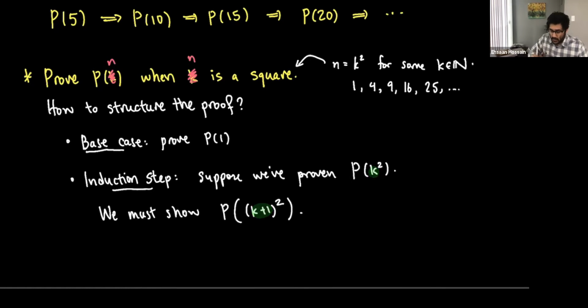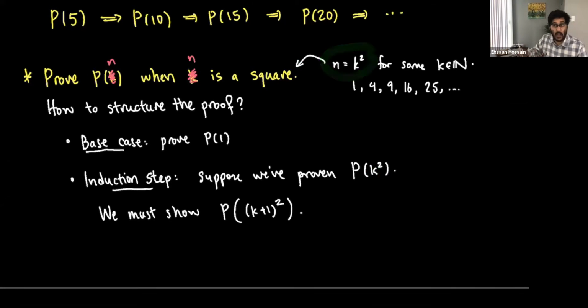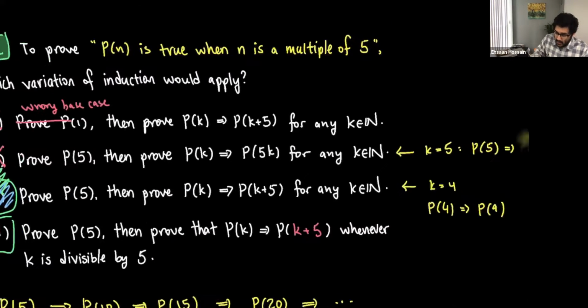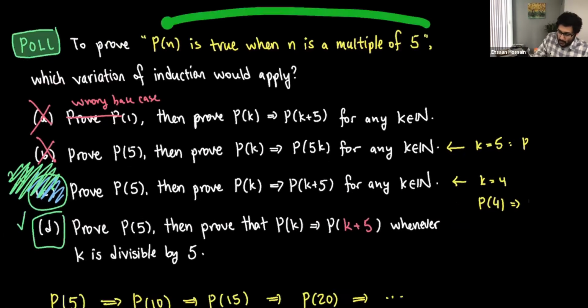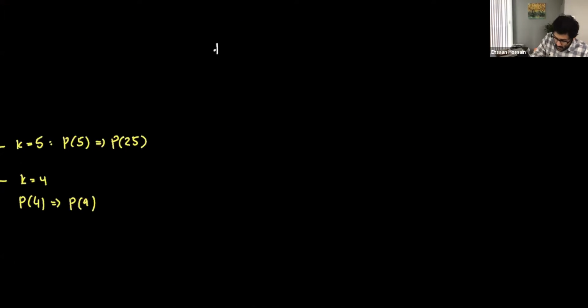So I think a better way to do a lot of these problems is to write n out as whatever form you want it to be, right? Write it out as a square and then do induction on that parameter. In this case, I wrote n as k squared and then I just did ordinary induction on k. So even in this problem where I want to prove P of n, where n is a multiple of 5, here's an alternate way to do that.